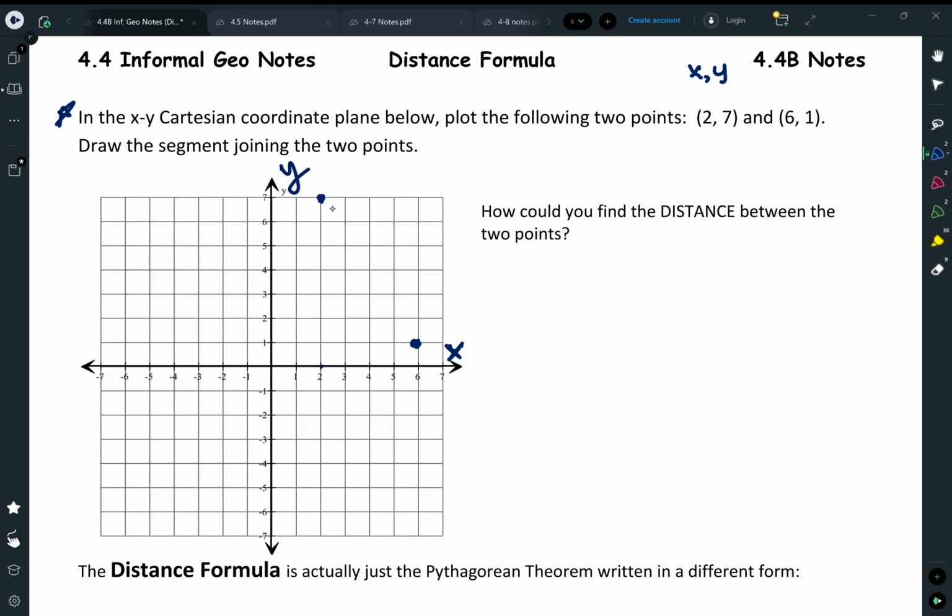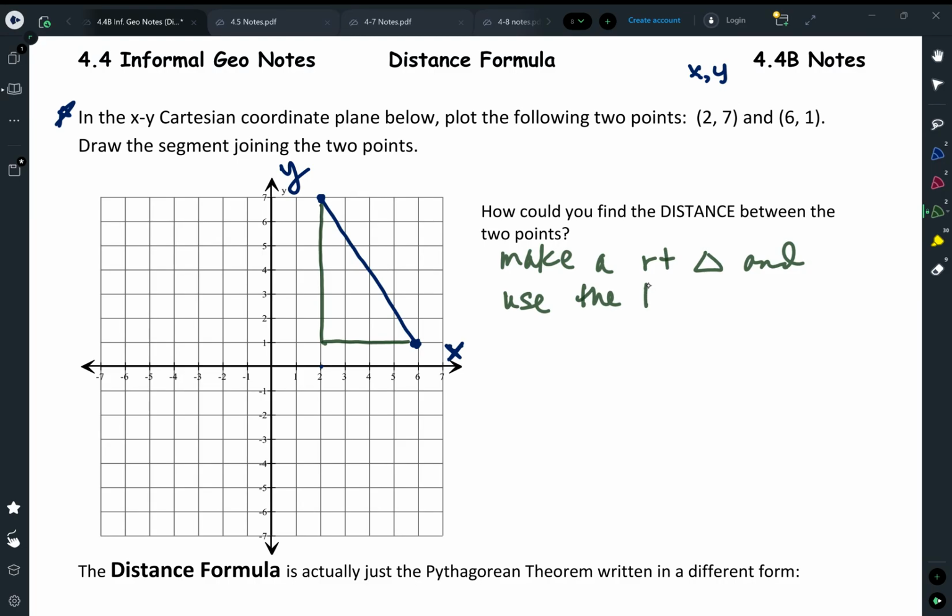Draw the segment joining the 2 points. How could you find the distance between the 2 points? So what we're looking at doing here is taking these 2 points on our graph, and if we actually make this into a triangle, then you can use the Pythagorean theorem. So we are going to make a right triangle and use the Pythagorean theorem.